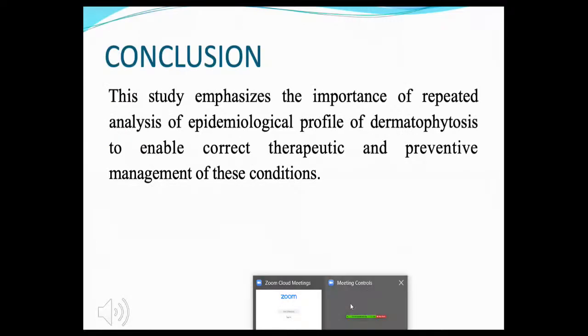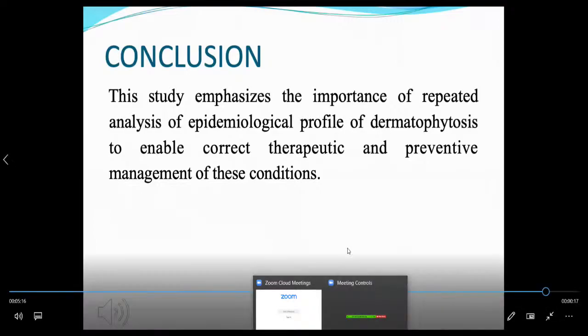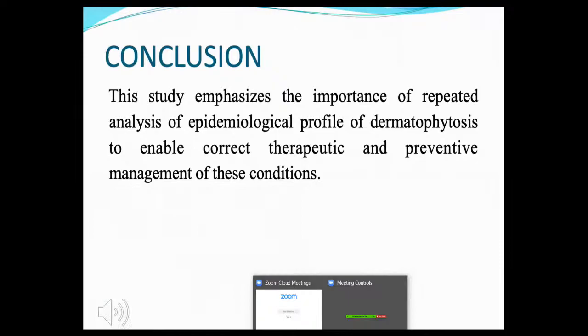Now, as we conclude, this study emphasizes the importance of repeated analysis of the epidemiologic profile of dermatophytosis to enable correct therapeutic and preventive management of these conditions.